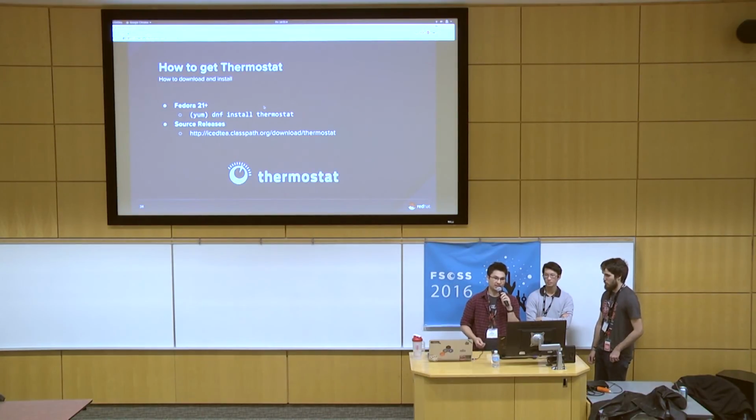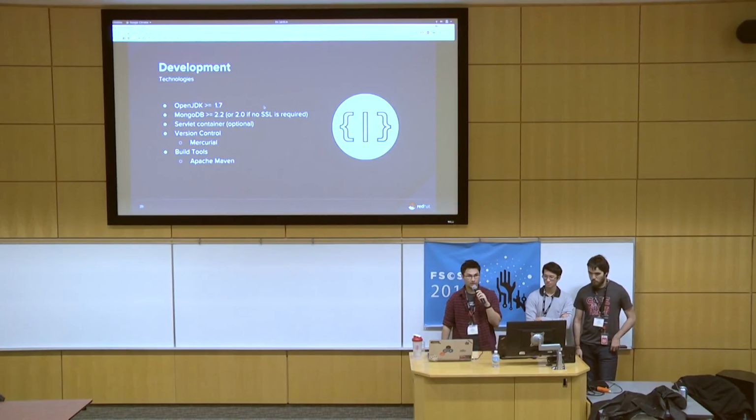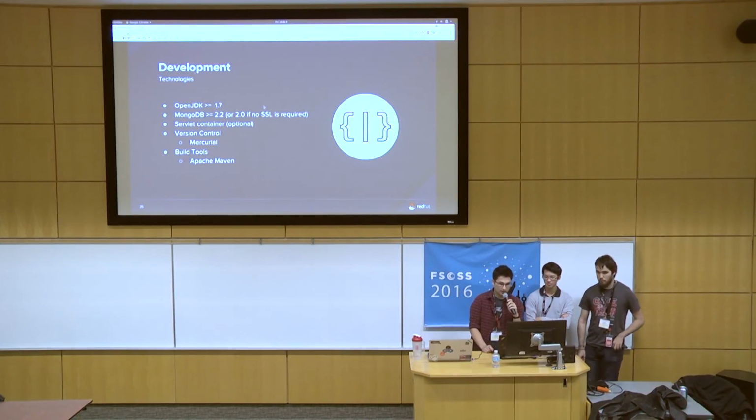But if you want something more cutting edge, come visit our website and download the newest stuff that we're working on. We use OpenJDK 1.7 or above. We use MongoDB. For our version control, we use Mercurial, and all of our projects are built within Maven.